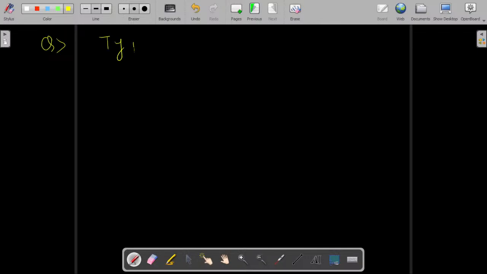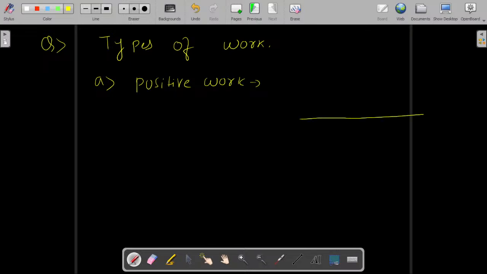Types of work. First you write down positive work. In this you draw a diagram. This is the surface and you are applying a force in this direction. And suppose displacement also takes place in the same direction as that of force. So here work is what?